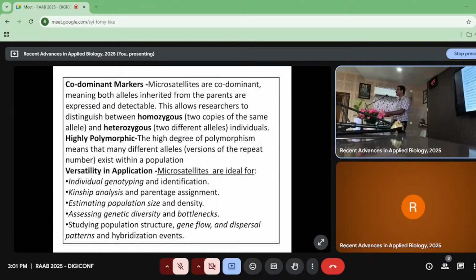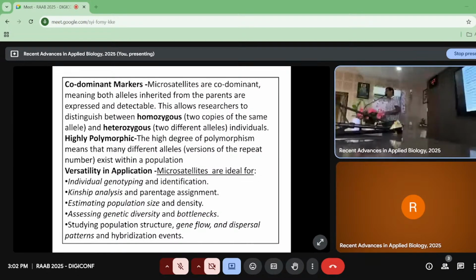So what are those microsatellites? Microsatellites are called codominant markers. Why are they called codominant markers? We know that there is the condition of homozygous and heterozygous, and microsatellites can be analyzed through homozygous or heterozygous condition. So this allows researchers to distinguish between homozygous and heterozygous individuals. Another characteristic of microsatellites is that they are highly polymorphic. A high degree of polymorphism means that many different alleles exist within a population. And the third one is versatility in application.